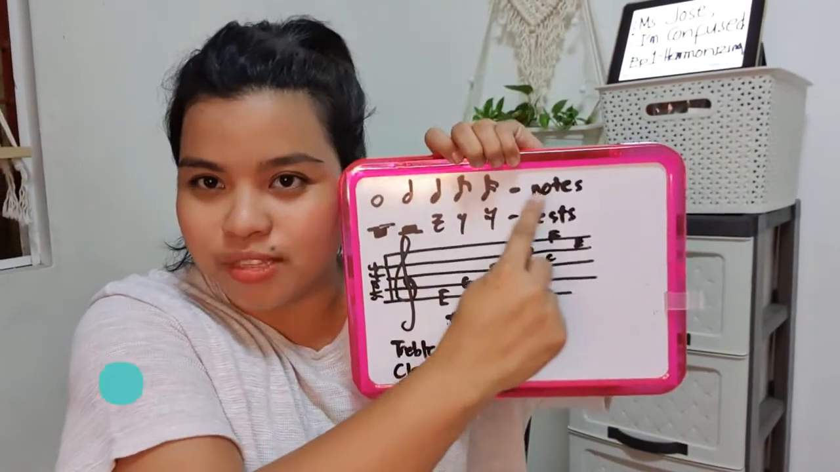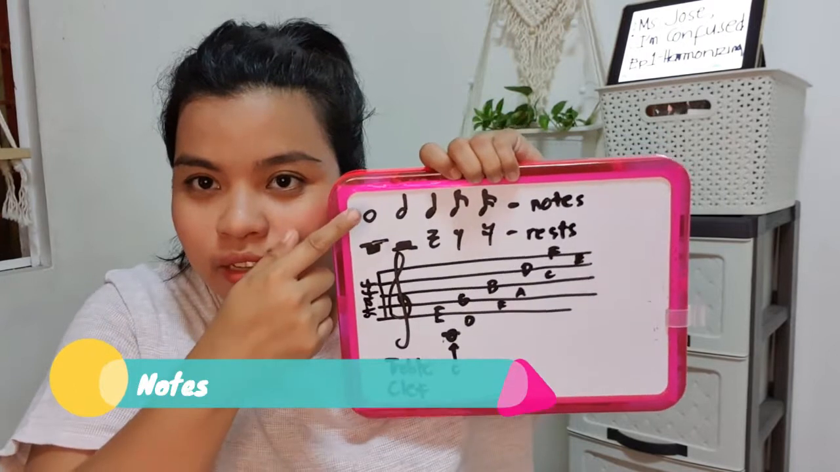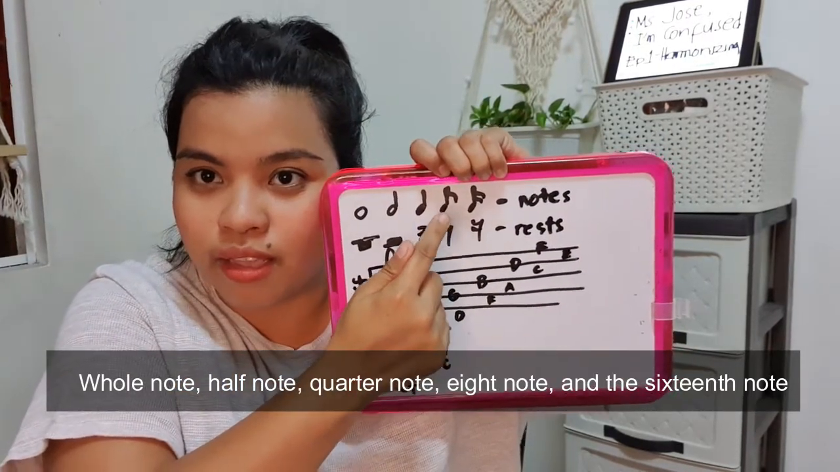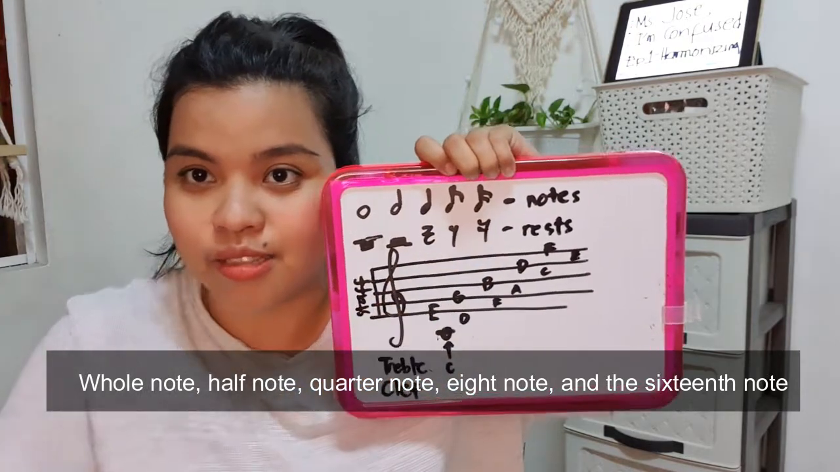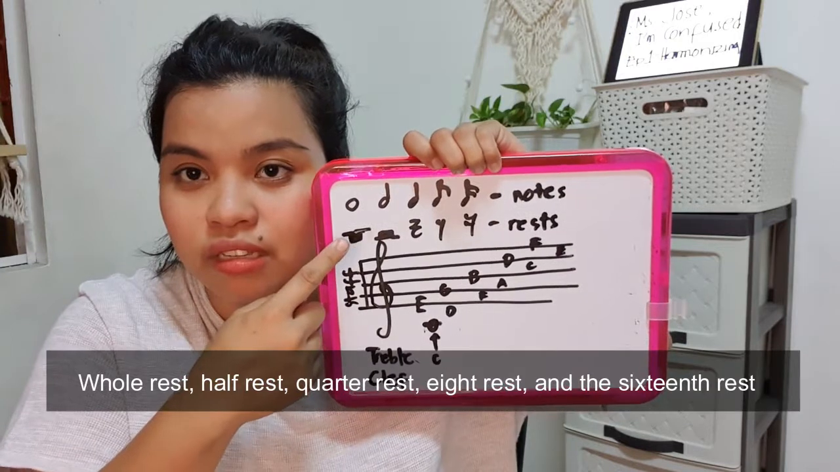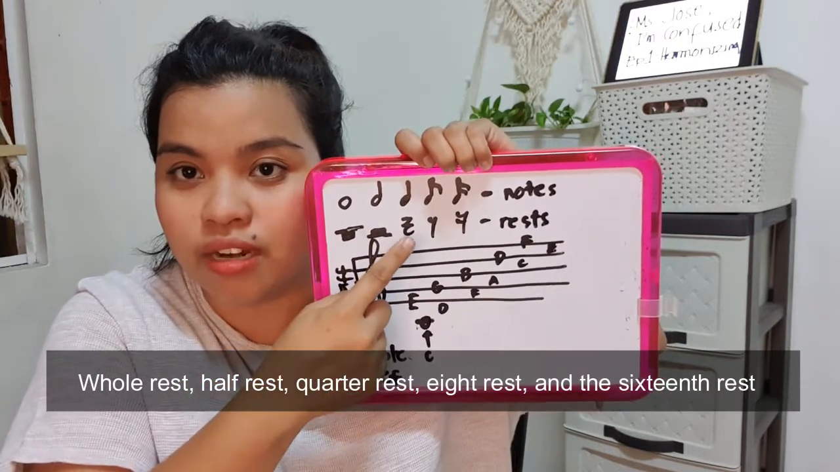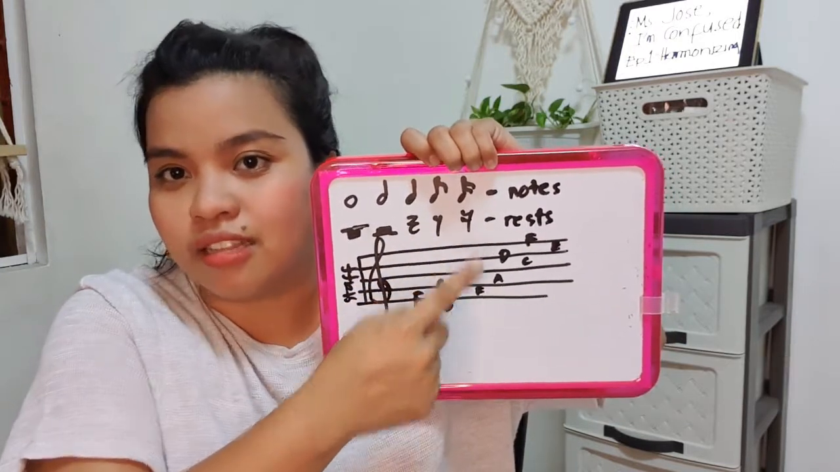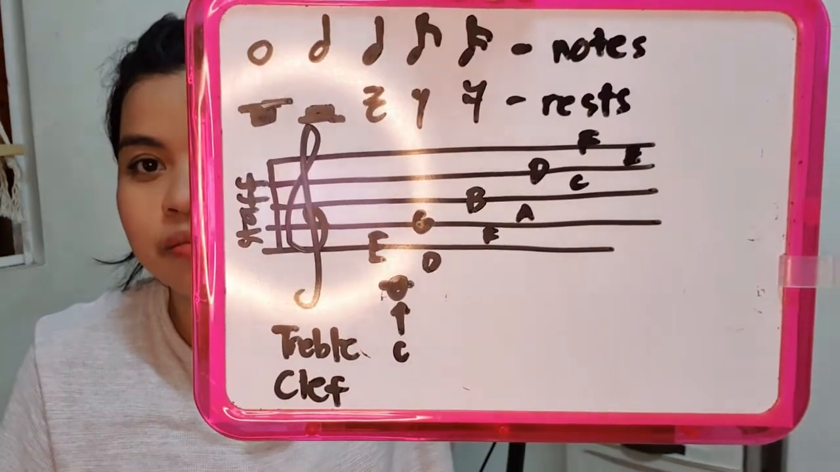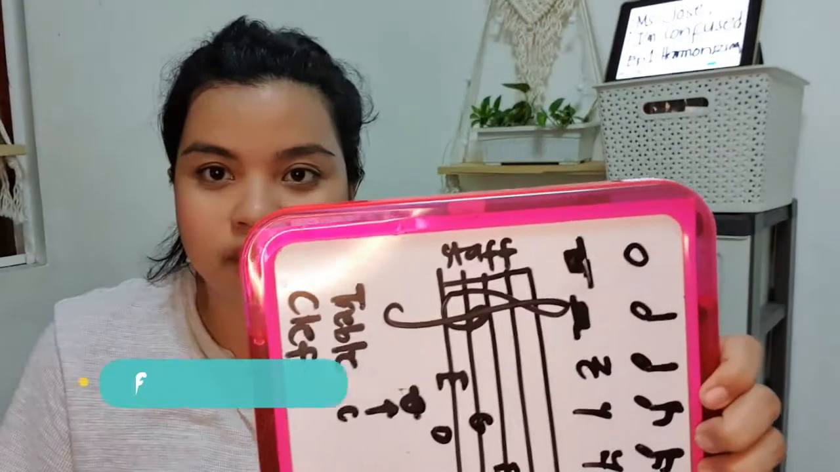These are called notes. This is whole note, half note, quarter note, 8th and 16th note. These are the rests equivalent. This is the whole rest. This is the half rest, quarter rest, 8th rest, and 16th rests. In music, we use a 5-line grid. And that is called the staff.